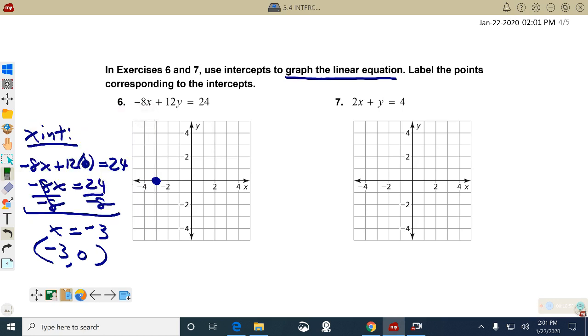In green, I'm going to go y-intercept. Now I'm going to put it right over on the other side. I'll put the work over here. So y-int, short for y-intercept. Wherever I see x now, I replace with 0. Watch this. Negative 8, x is 0. Look at it. Times 0. Just following the equation. Plus 12y equals 24.